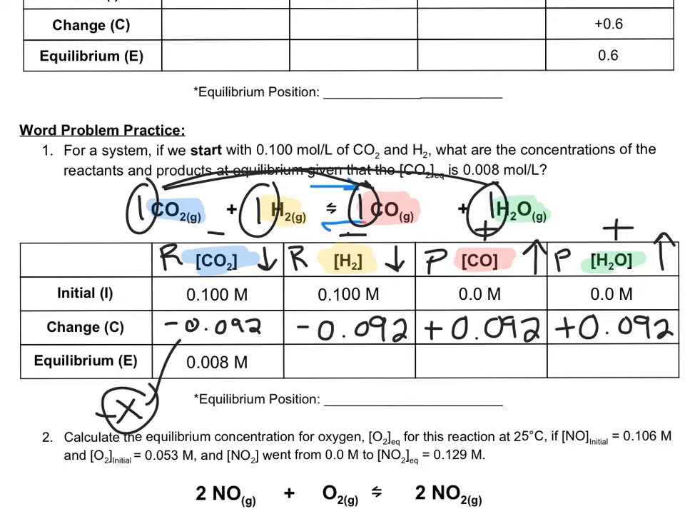So in this second one, 0.1 went down by 0.092, so we would expect the same amount, 0.008 molar. Both of these would be used up at the same rate, so both of them are going to go down to the same final concentration. Both of the products go up by 0.092, so we can expect 0.092 molar to be the final concentration of carbon monoxide, and 0.092 molar to be the final concentration of H2O.